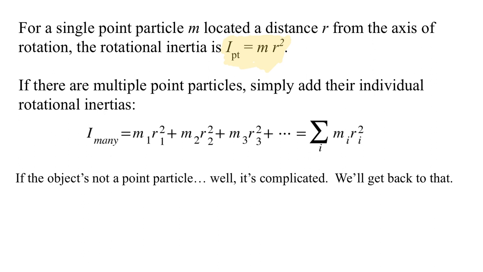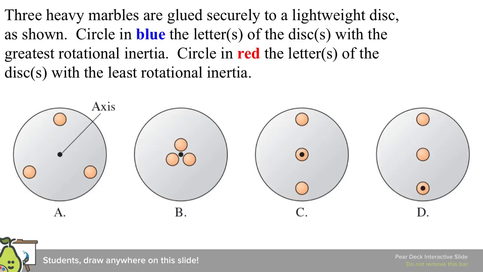If there are multiple point particles all rotating around the same axis, and that's kind of important, then we would simply add their individual rotational inertias, which is what we did before. The inertia of many point particles is just m1r1 squared plus m2r2 squared plus and so on, which is often written in math speak by using the Greek capital letter sigma to say sigma of m_i r_i squared, where the i runs over all the possible things, 1, 2, 3, 4, etc. If the object's not a point particle, well, things get complicated, and we'll get back to this in a little bit.